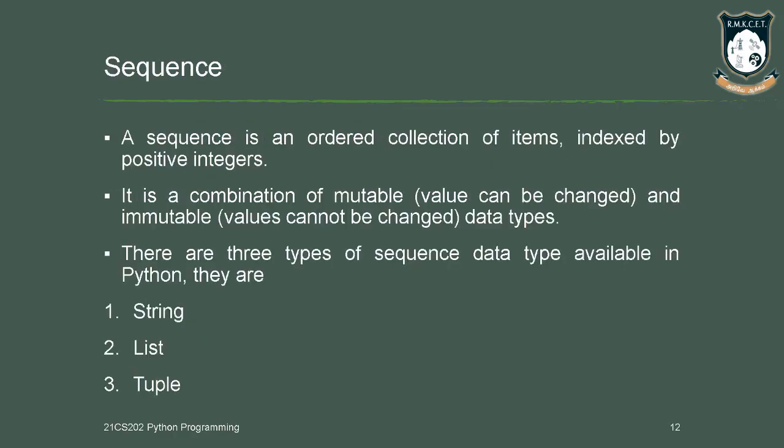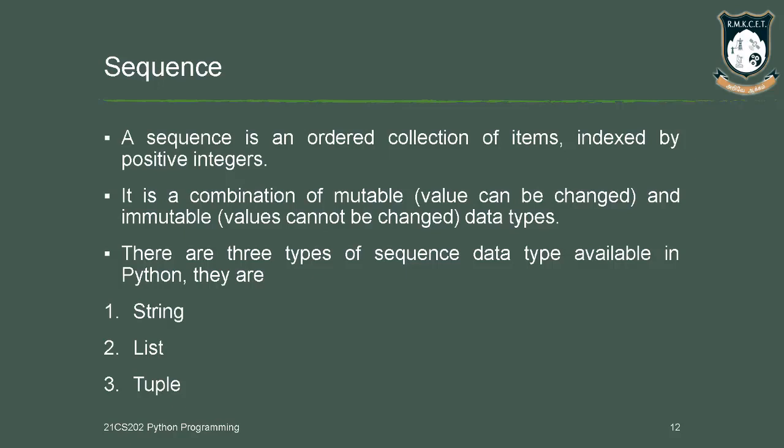Next is sequence, the third category of data type. A sequence is an ordered collection of items indexed by positive integers. We will have many different types of items or elements, and each and every item or element which you provide will have its own positional value. That positional value is said to be the index number, or index.